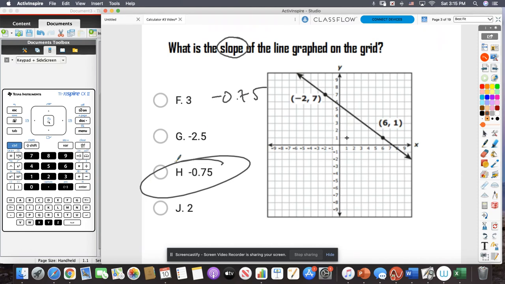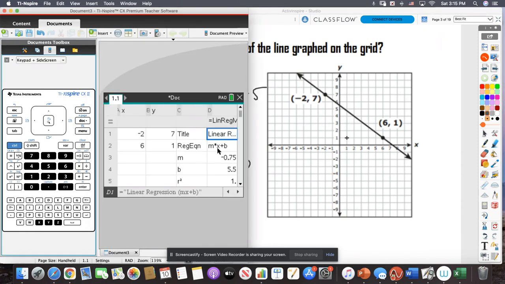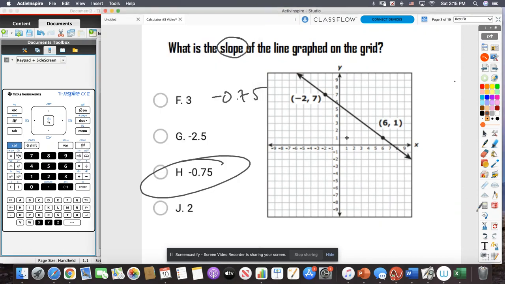Okay, so it comes right out of the calculator. It gives me the equation, mx plus b. Here's the m, and here's the b, and here's the r value if we're talking about a correlation, which is another subject as well.